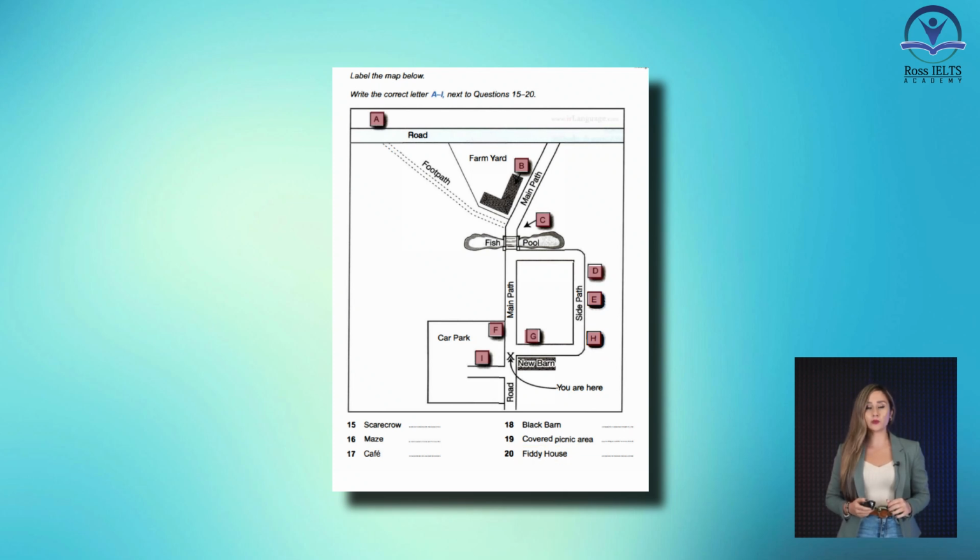These other parts and facilities are scarecrow, maze, cafe, black barn, covered picnic area, and feeding house. Now, in order for you to be able to match the letters to the options you have among A to I, there are some steps that you should take.